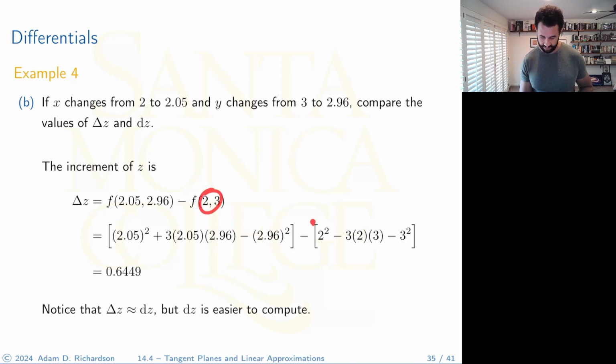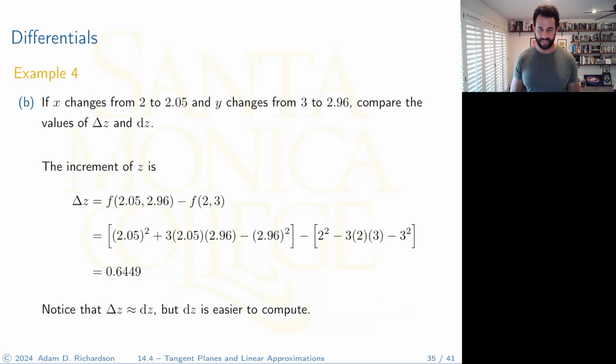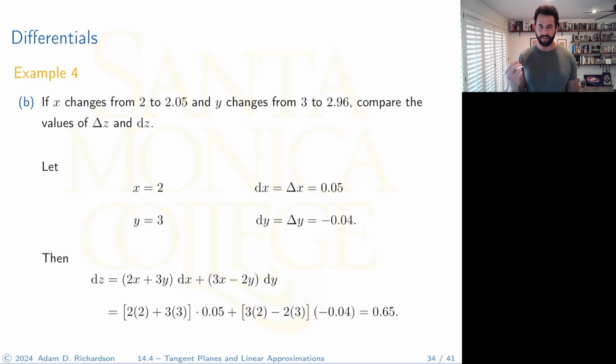Evaluate f here, and you get this. And you take the difference. Okay, here's the moral of the story. The moral of the story is notice that delta z is actually pretty close to dz, right? The difference here is that dz was way easier to compute. It was easier to compute. The functions involved, the partials involved were much easier, right?